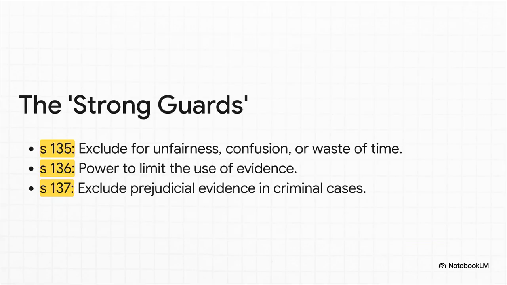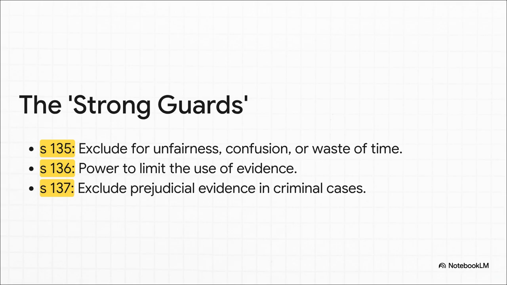And here they are, the strong guards themselves. Sections 135 to 137, these are going to be your best friends when you're trying to exclude evidence under the Commonwealth Act. So even if a piece of hearsay technically fits an exception, you can still stand up and argue it should be tossed out because it's unfairly prejudicial, or just a plain waste of the court's time.